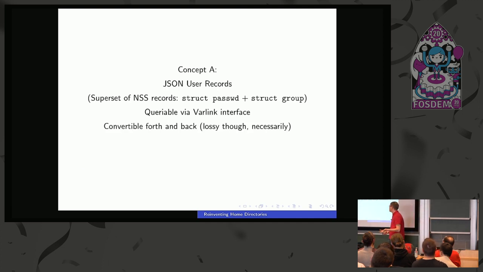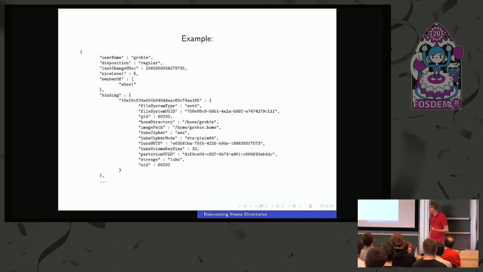users. It's convertible back and forth to NSS, lossy of course, because NSS records, by NSS records I mean struct passwd and struct group, of course don't have all the metadata. But systemd will do all the conversion for you, so it's up to you. If you just want to supply the classic NSS stuff, like most components currently do, then we'll generate JSON stuff on the fly. But the other way, we'll also do it. If you only supply the JSON stuff, then we'll generate NSS stuff for you if you want that.